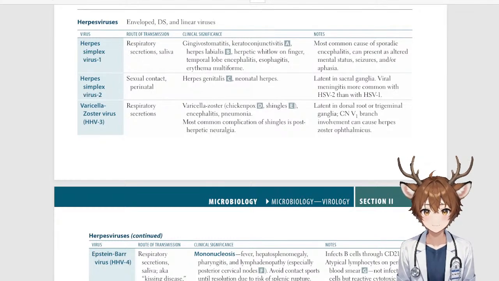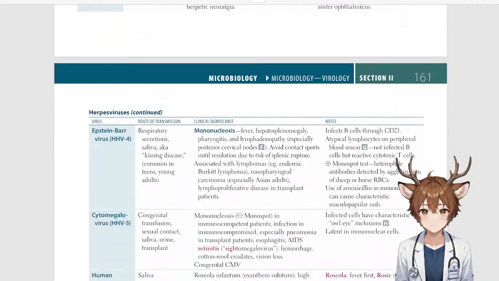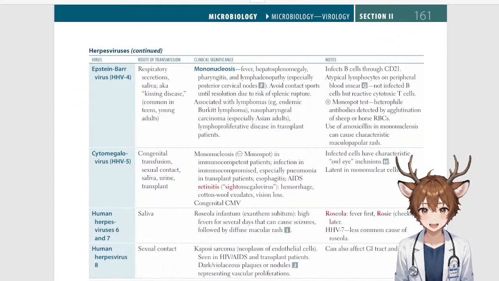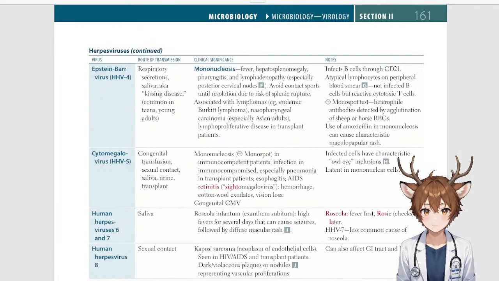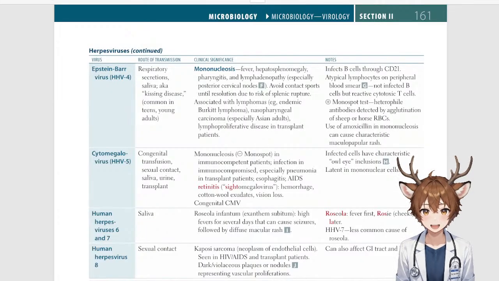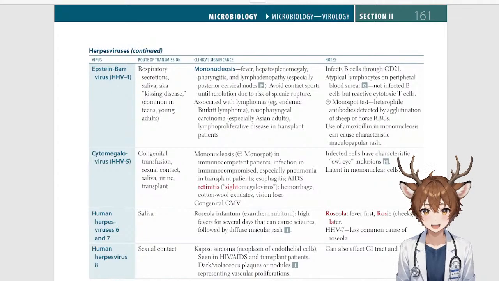Okay. What about Epstein-Barr virus, which is HHV4? This is spread via respiratory secretions and saliva. It's also called kissing disease, common in teens and young adults. It causes mononucleosis, which is fever, hepatosplenomegaly, pharyngitis, and lymphadenopathy, especially posterior cervical nodes. Avoid contact sports until resolution due to risk of splenic rupture. Pretty serious stuff, by the way.